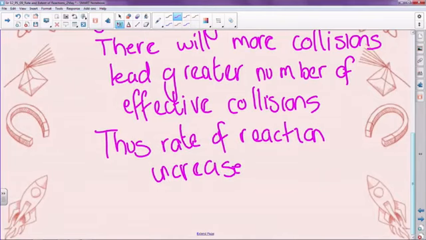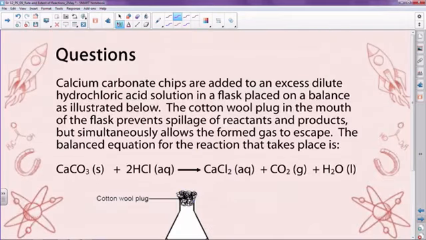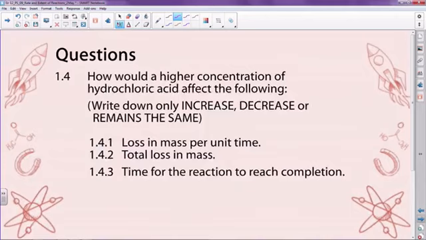So when we do an answer like this, I'm looking for the fact that there'll be more collisions, and because there are more collisions, there's a greater number of effective collisions, okay? So now I'm going to push you a little bit more. We're still the same thing. Now I want you to know, and I'm giving you a minute again to go, how would a higher concentration of hydrochloric affect the following? So you just got to tell me increase, decrease, remain the same. And your minute starts now.